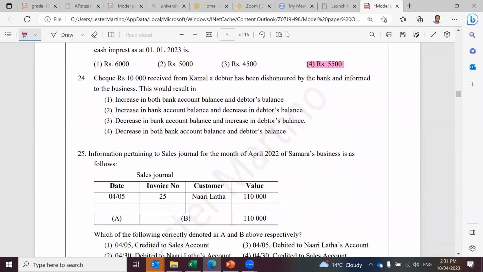Number 24. The check rupees 10,000 received from Kamal, a debtor, has been dishonored. When you receive a check from a debtor, bank debit, debtor credit. Just take the reversal of it. When you receive a check from a debtor, bank will increase, debtor will decrease. Now you reverse that one. So bank decrease, debtor increase.